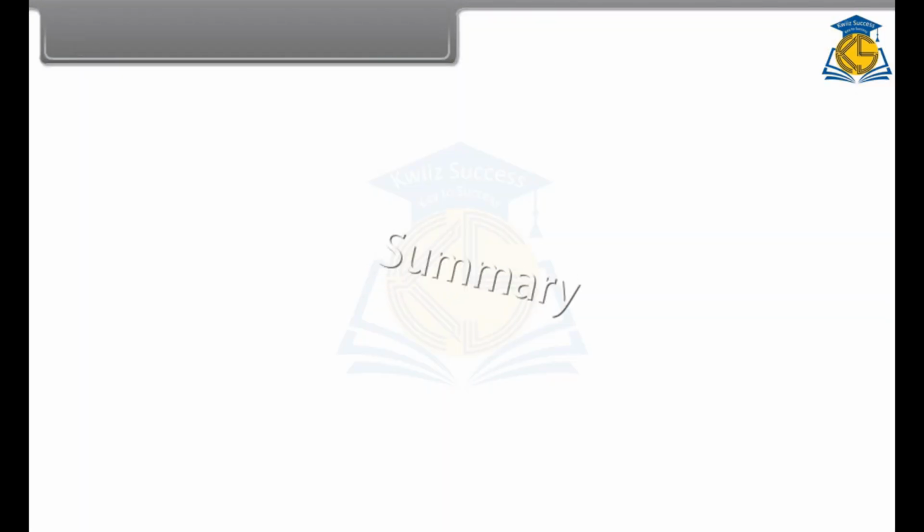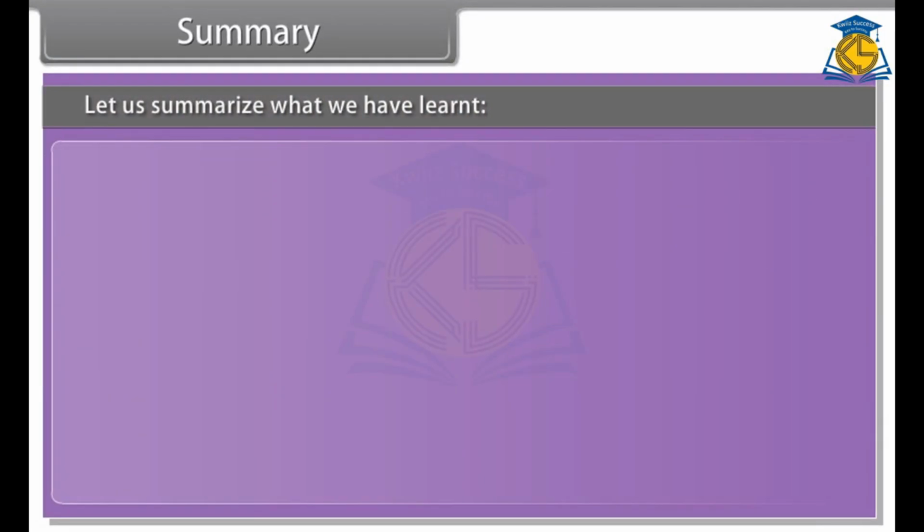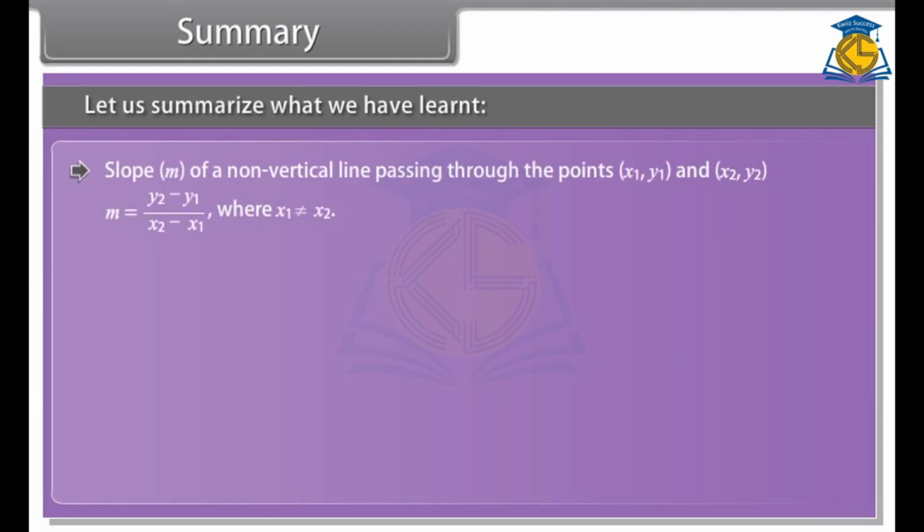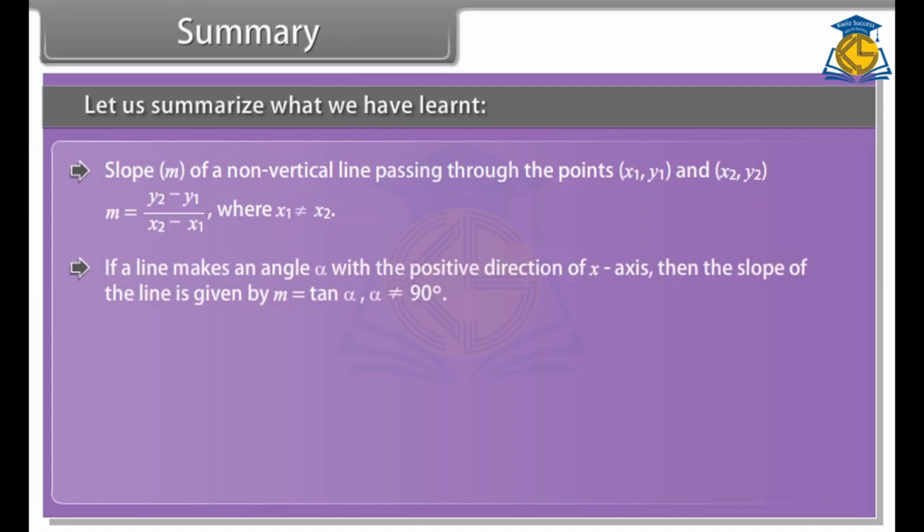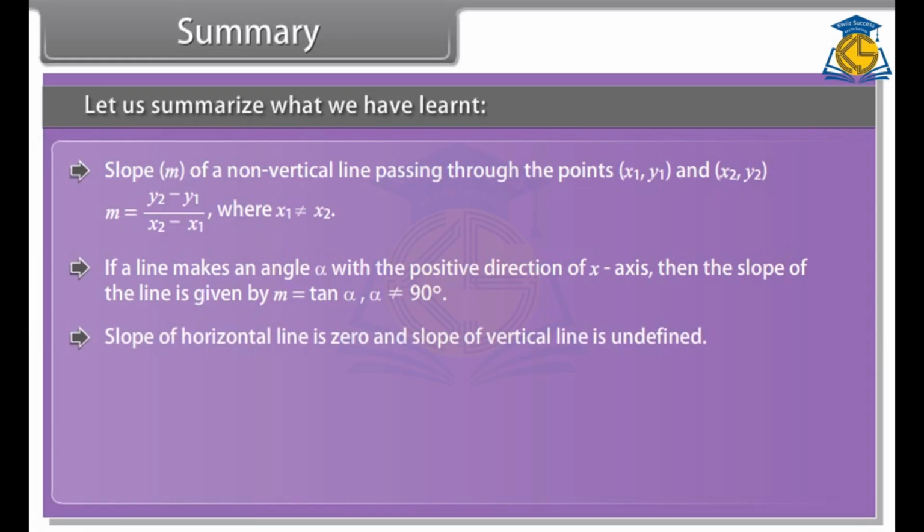Summary. Let's summarize what we have learnt. Slope m of a non-vertical line passes through the points (x1, y1) and (x2, y2). If a line makes an angle alpha with the positive direction of x-axis, then the slope of the line is given by m is equal to tan alpha, alpha not equal to 90 degrees. Slope of horizontal line is 0 and slope of vertical line is undefined.